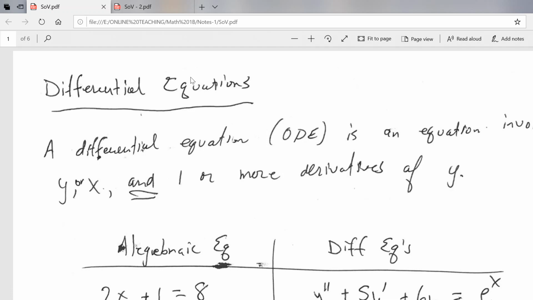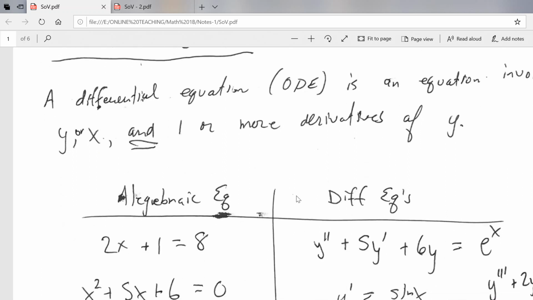So the next topic we're going to get into is differential equations. And so we start by defining it. A differential equation, otherwise known as an ODE, and the O is just for ordinary differential equation, because there are PDEs, but you have to get to Calc 3 to understand partial derivatives, and so we're just doing ordinary derivatives. But the definition of a differential equation is it's an equation involving y and or x and one or more of the derivatives.